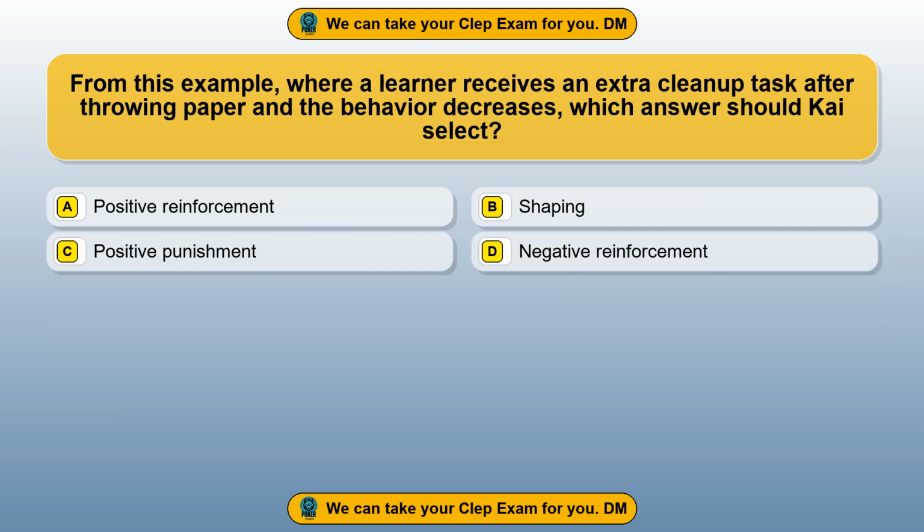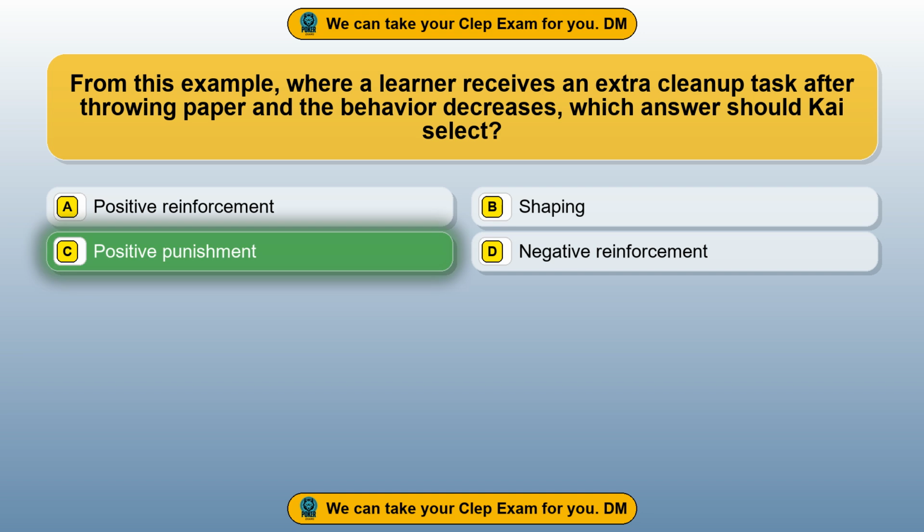Question 4. From this example, where a learner receives an extra cleanup task after throwing paper and the behavior decreases, which answer should Kai select? Option A, positive reinforcement. Option B, shaping. Option C, positive punishment. Option D, negative reinforcement. The correct answer is option C.